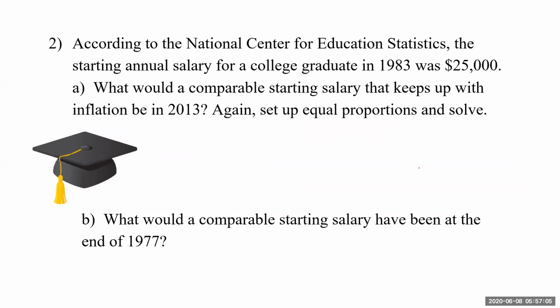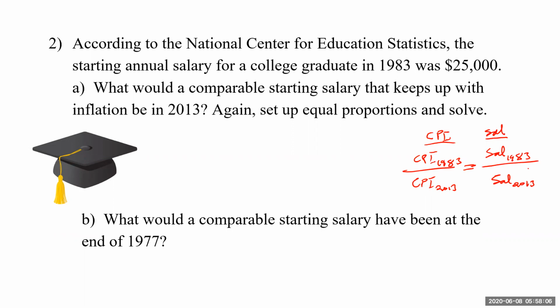Now, according to the National Center for Education Statistics, the annual salary for a college graduate in 1983 was $25,000. What would a comparable starting salary that keeps up with inflation be in 2013? So we have to set up proportions. We have to include CPI, and we are talking about salary. So we have CPI 1983 and then salary 1983, and CPI 2013, and we want the salary in 2013. So we have a proportion established.